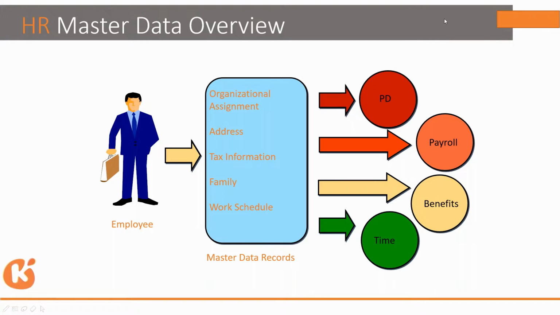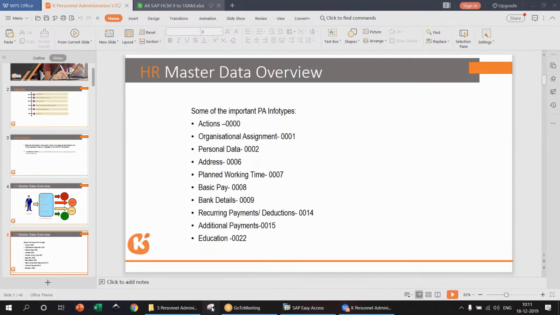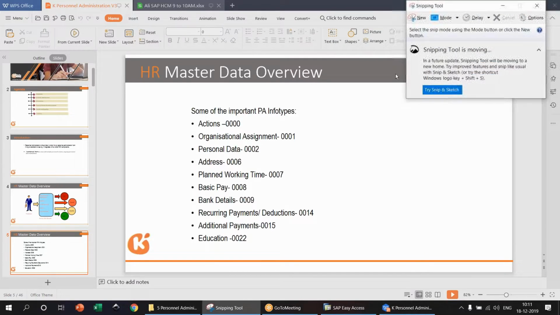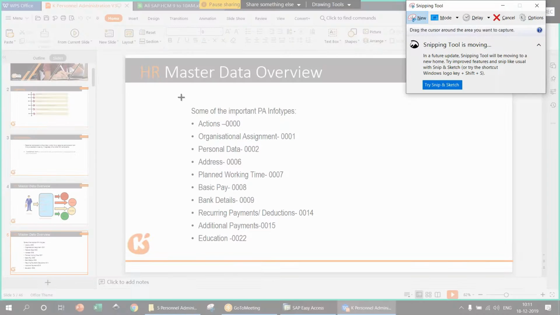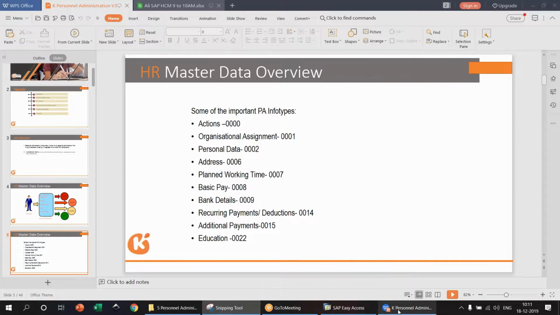Then apart from this, let's see what is next in your personal administration. These are some of the info types which are actually very important. So here you can see all these info types coming here, and there are many more info types which you'll find in your personal administration, but these are some of the info types which are actually important.